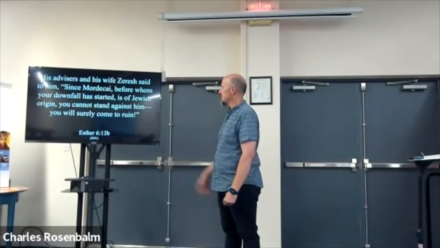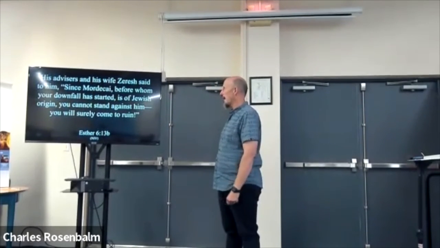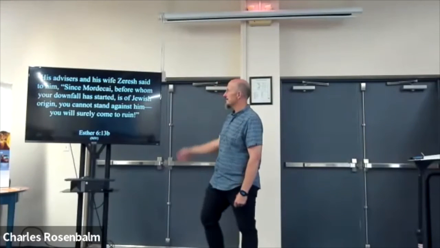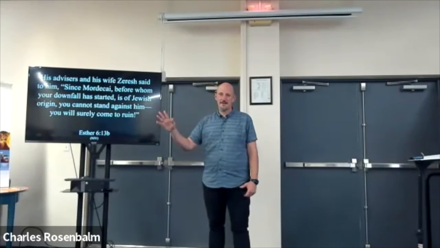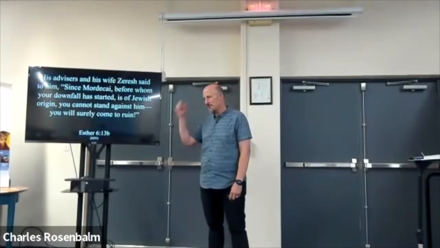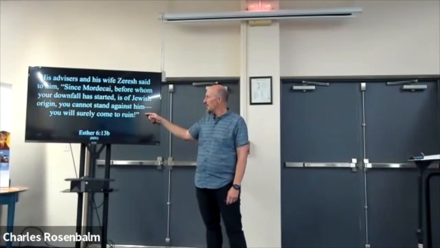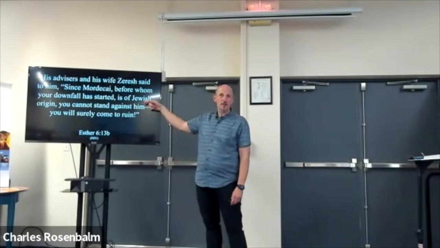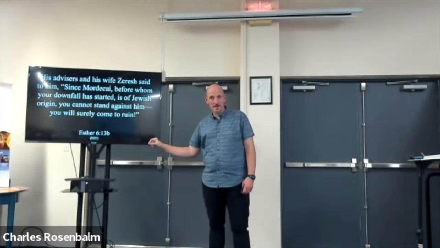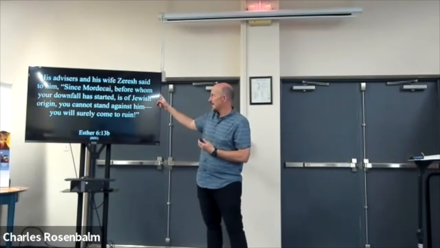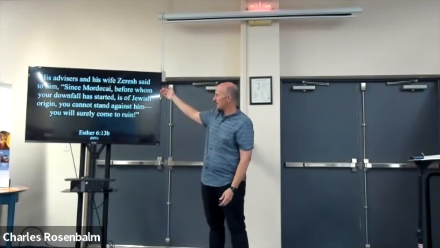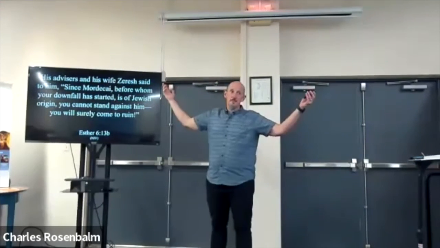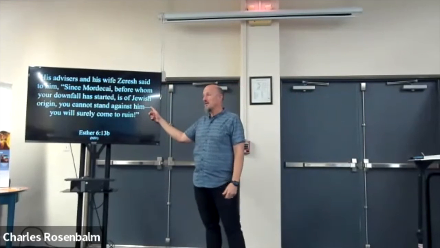Haman's wife, Zeresh, said to him, "Since Mordecai, before whom your downfall has started, is of Jewish origin, you cannot stand against him. You will surely come to ruin." Interesting. So even the pagan, by the way, Haman is in the line of King Agag, an Amalekite, whom Saul and Agag crossed paths with. Saul spared him, but this is the line. So from a non-Jewish background, saying, hey, look, our family's been around these Jewish folks for a while. We always come out on the wrong end.